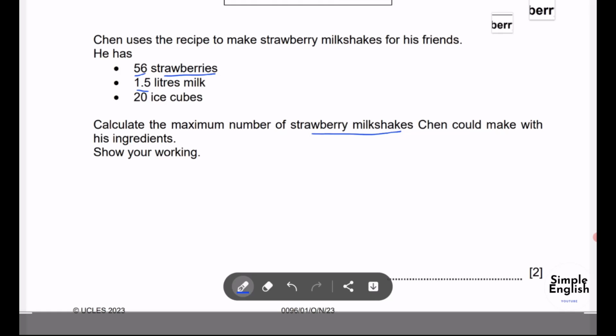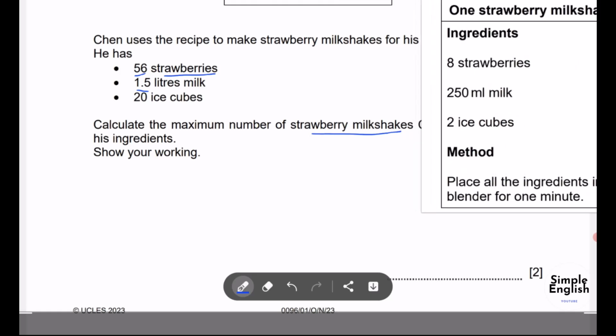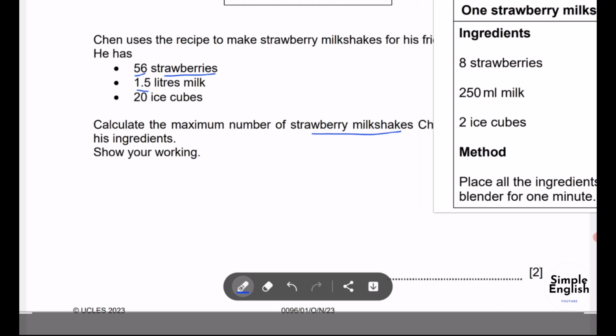Okay, let's see. Remember the ingredients here. If we use the total of 56 strawberries, he needs 8 for each, right? That means 56 divided by 8 is 7. He can make 7 milkshakes.